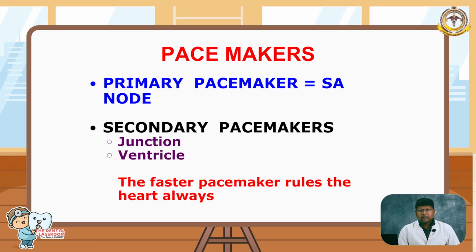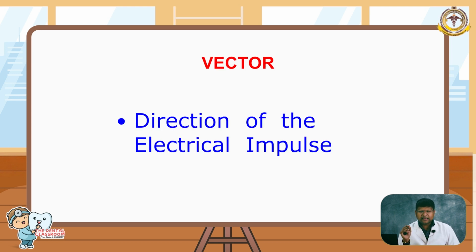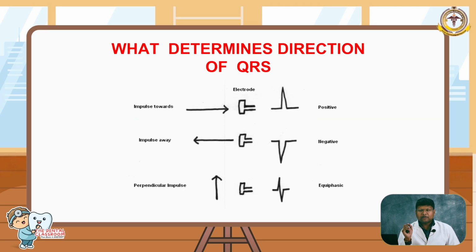Coming to the ECG, before recording or reading an ECG, we should know what a vector is. A vector is nothing but the direction of the electrical impulse as it passes. For the direction of an electrical impulse to be produced in the wave pattern, we should know how the electricity passes towards the electrode. When the electricity passes towards the electrode, you see a positive deflection, an upward deflection. If the same electricity goes away from the electrode, you see a negative deflection. And if the electricity goes perpendicular to the electrode, you see an equivocal deflection.